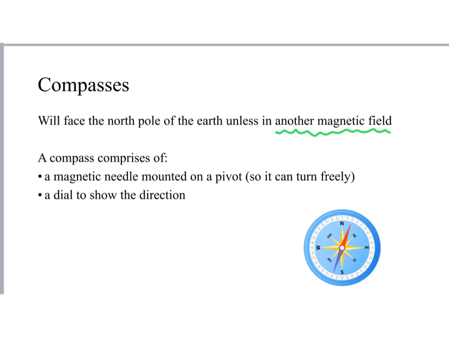A compass comprises of a magnetic needle mounted on a pivot. It's mounted on a pivot so it can move freely, and the red end shown here will always point north. So that will show you where north is.